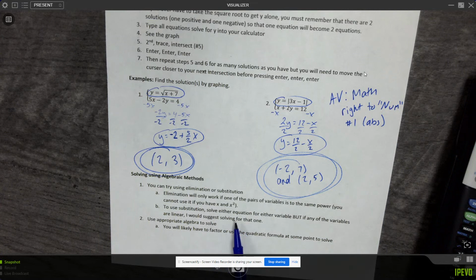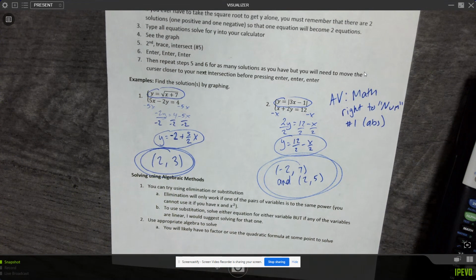If you use substitution, then you're going to solve one of the equations for one of your variables. But keep in mind, you have to get that variable 100% by itself. So if you have an equation like y equals 2x plus 5x squared, then you have an x and an x squared, and you're not going to be able to get x by itself. I'll show you some of those examples so I can explain what I'm talking about. You're then going to use an appropriate algebraic method to solve. You are likely going to have to factor or use the quadratic formula at some point. Keeping in mind that once you have solved, you do need to plug those back in to get the other part of your coordinate point.